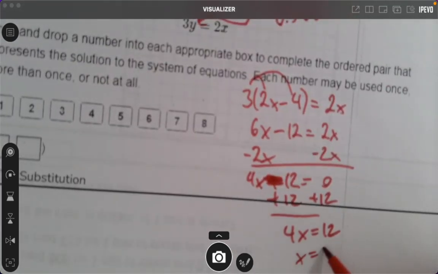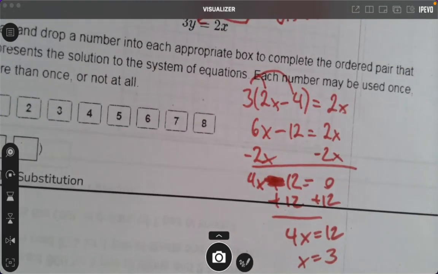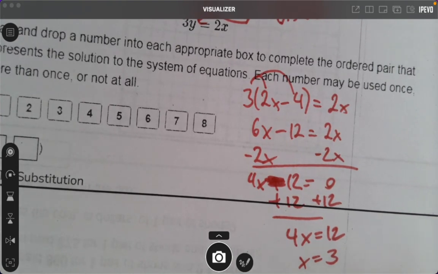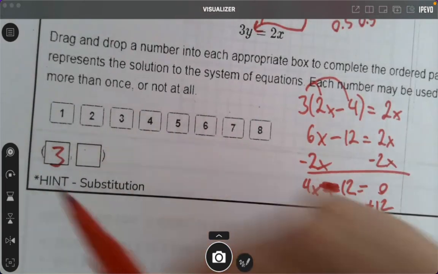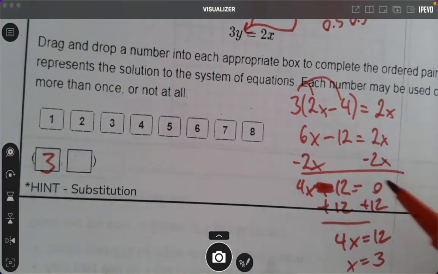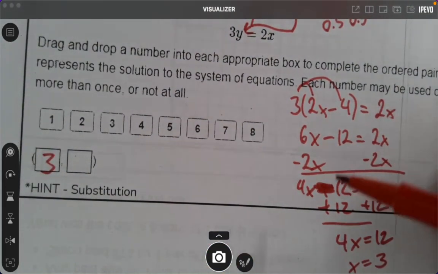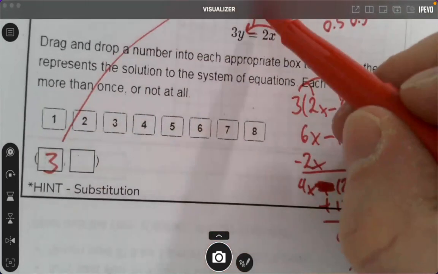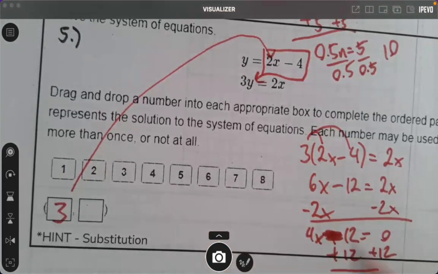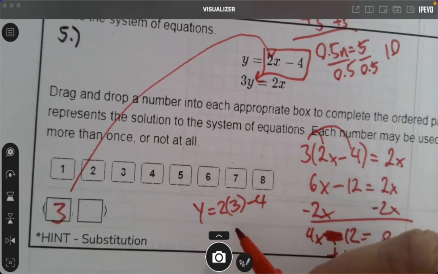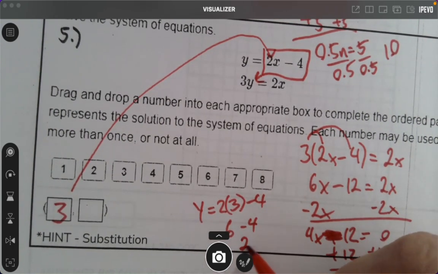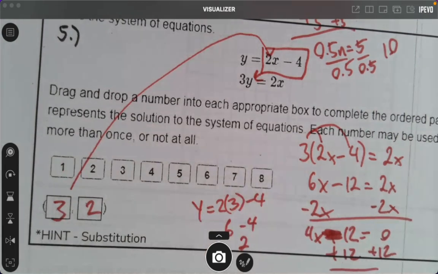Now, what the heck are they looking for? Because I get x equals 3. And are they looking for x or are they looking for y? Oh, they're looking for both. So the first answer here is going to be 3. And then I have to back sub. So I'm going to back sub my x equals 3 right here. So I'm going to get y equals 2 times 3 minus 4. 6 minus 4 is 2. So my solution is 2. Tricky.